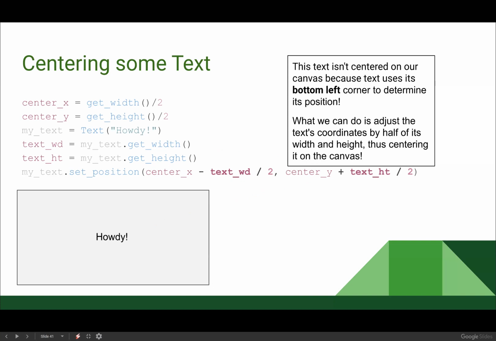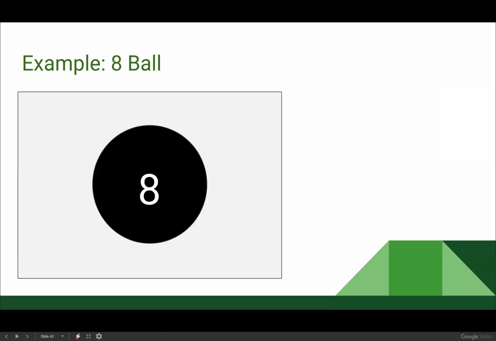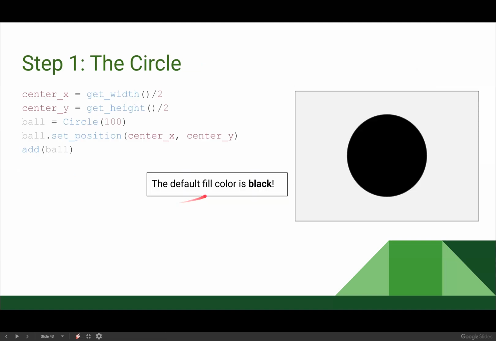All right, I'm going to do one more example. And this example is on CodeHS, so you can actually play with this one if you want. This one's one of the example programs you're given. We're going to draw an 8-ball with the circle and the number 8 centered on our canvas. So I can find my center X and Y for my canvas the same way as before. I'm going to make my ball with a circle function with radius 100. And I will set my position to my center X and center Y. Boom, it's right in the middle.